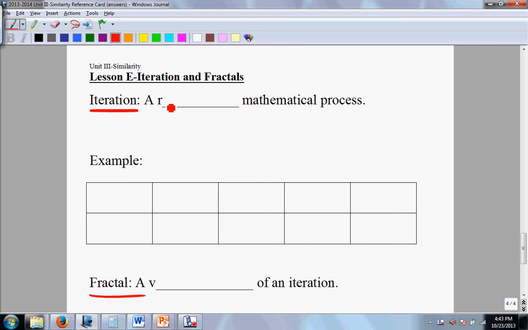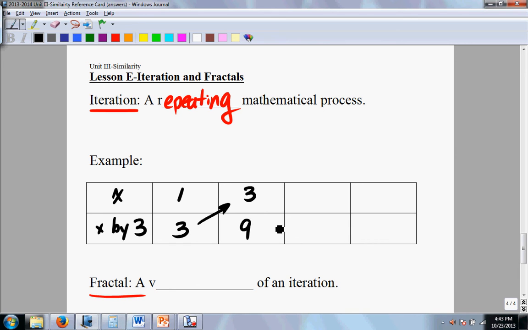An iteration is just a repeating mathematical process. For example, let's say you have an input of x and your output is x times 3. So let's start with our input. X is 1, times 3 is 3. Then you bring your 3 up. Times 3 again is 9. Bring it up. 9 times 3 is 27, and then 27 times 3.